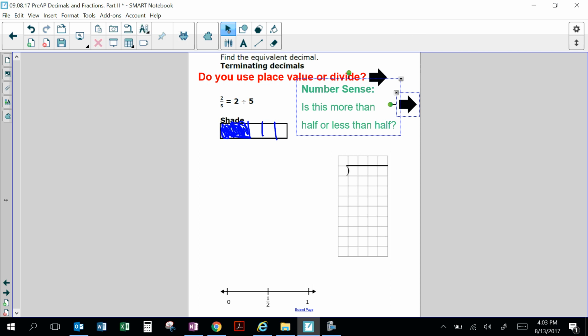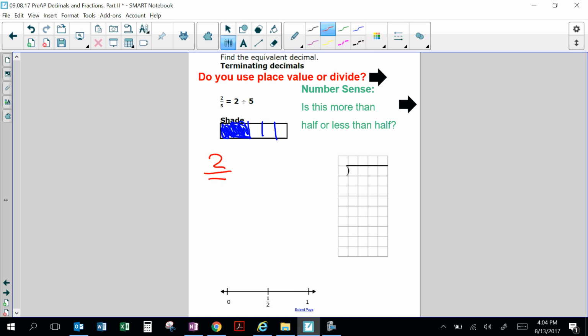Would you like to use place value, or would you like to divide 2 divided by 5? I personally would rather use place value. Would you like to use 10 or 100? I'm going to use the place value of 10. It scales by 2. Scales by 2. I get 4/10. And the decimal equivalency is 4/10. So it goes right here. 4/10, a little less than half.